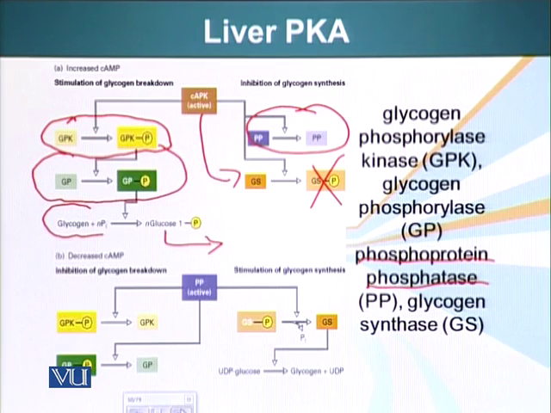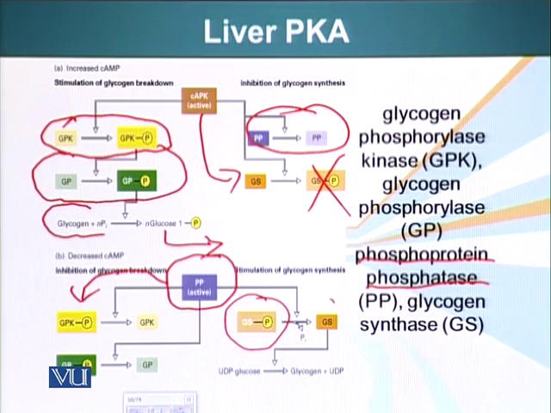Once the PKA response is terminated, PKAs become inactive. Phosphoprotein phosphatase is no longer suppressed. It removes the phosphate groups from GPKs and GPs, glycogen phosphorylase kinase and glycogen phosphorylase. They both lose their phosphate groups. And it also removes the phosphate group from glycogen synthase, making glycogen synthase active. Now this glycogen synthase will start adding glucose molecules to the glycogen.